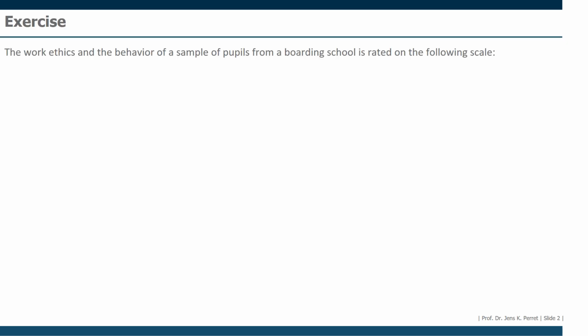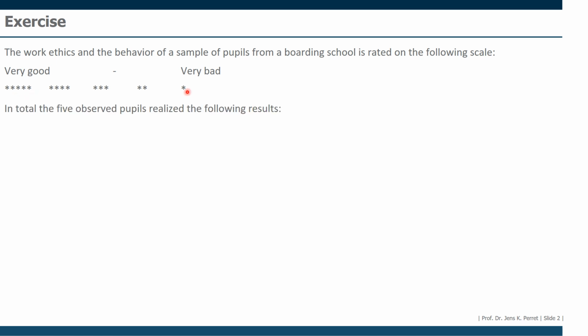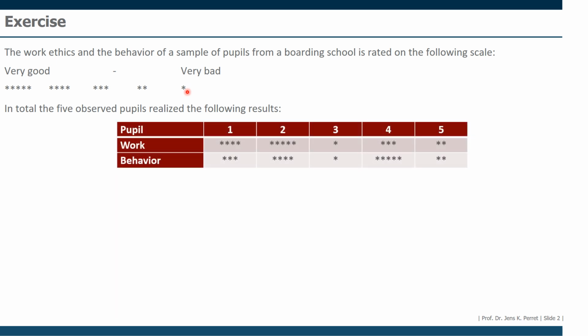Our exercise here is: the work ethics and the behavior of a sample of pupils from a boarding school is rated on the following scale. And we have the scale with a rating with 5 stars from very good to 1 star of very bad. Additionally, we have data for the 5 students, as we said before, for work and for behavior.